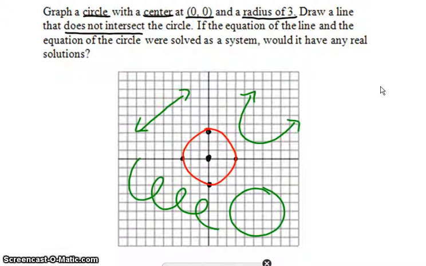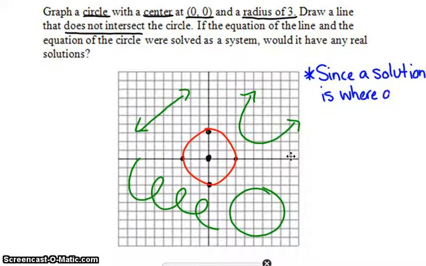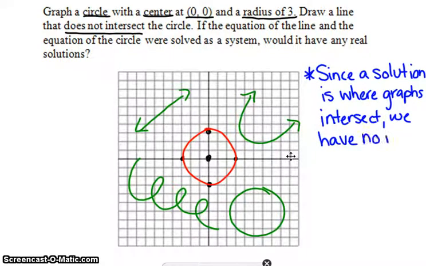Now, it wants to know how many real solutions it's got. So if you think about it, this one never touches your circle. This one never touches. This never touches it at all. And this never touches. So, since the solution is where the graphs are going to intersect or touch, and these don't touch at all, there are no real solutions here. So no, we're not going to have any real ones.